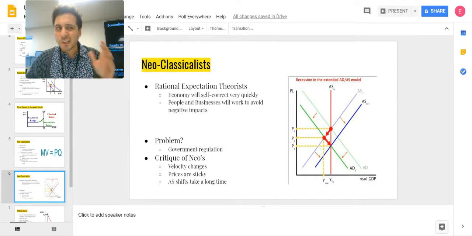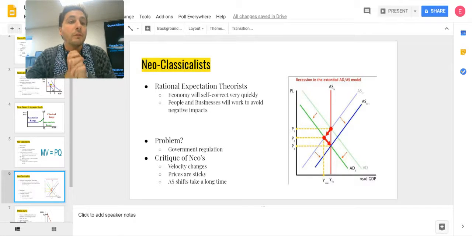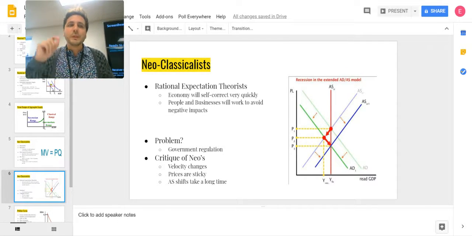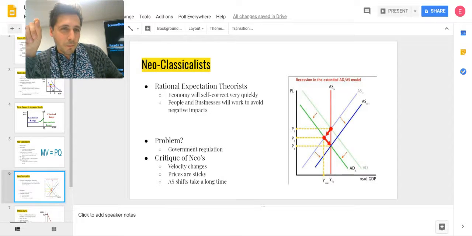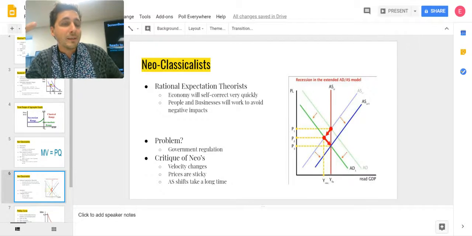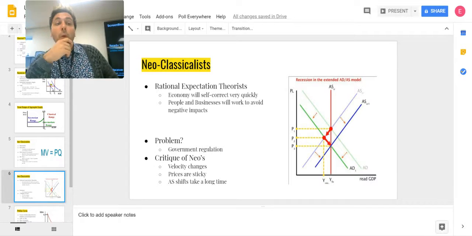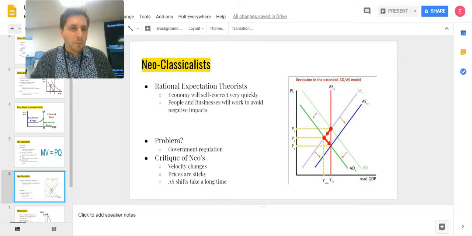Next up are the rational expectation theorists. And I'll make this really quick because they're kind of a rogue group. But basically, they believe the economy will self-correct very, very, very quickly. And the reason it will self-correct very quickly is because people and businesses are super rational. And we have all kinds of data sources. So we can predict that a recession is going to happen. And we'll do everything in our power as individuals and as businesses to negate or get rid of those negative consequences. So businesses will lower wages, for example. Individuals will save money so that they can maintain their spending habits in case something happens.